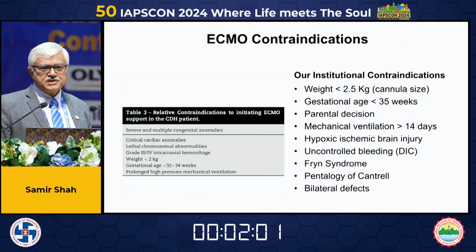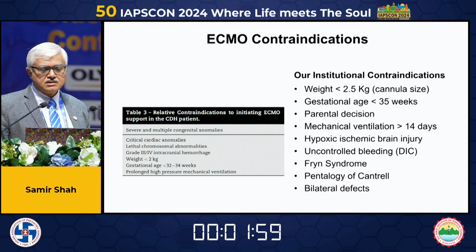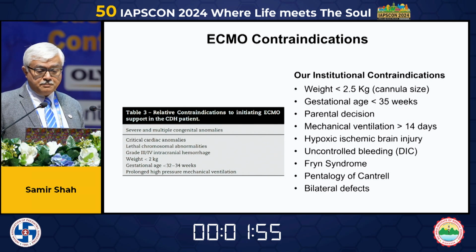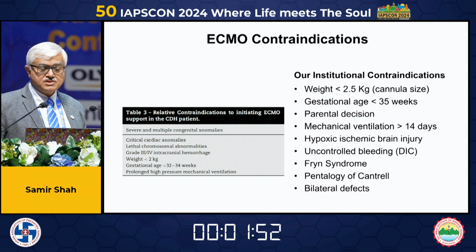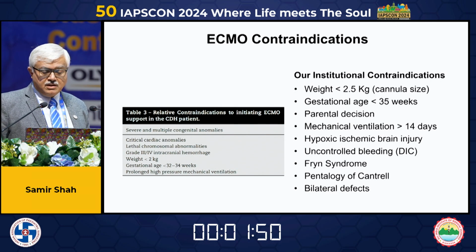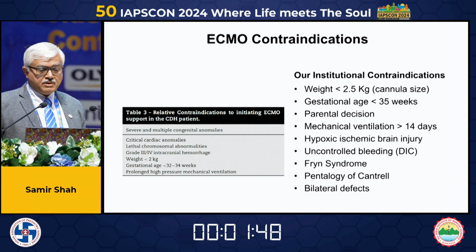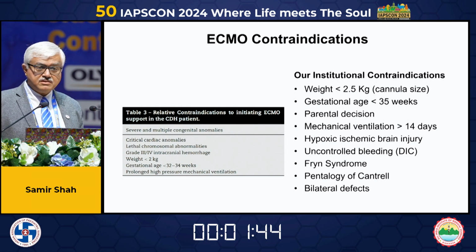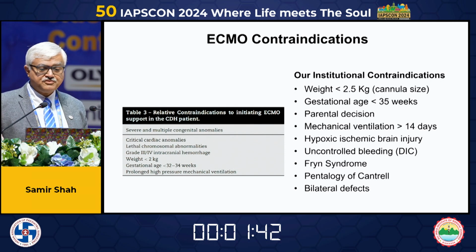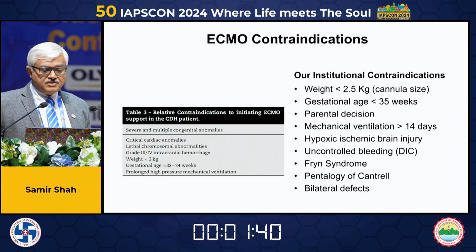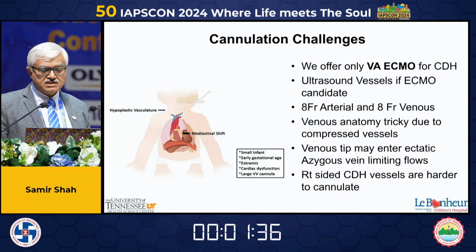This is our list of contraindications. We don't put all patients on ECMO, and there are certain conditions where we do not pursue ECMO, and those children will go the palliative route. We do not operate on anyone less than 2.5 kilos, less than 35 weeks. If it's a parental decision, if it's referred to us after 14 days, if there is DIC, Fryns syndrome, pentalogy of Cantrell, or if there are bilateral defects.